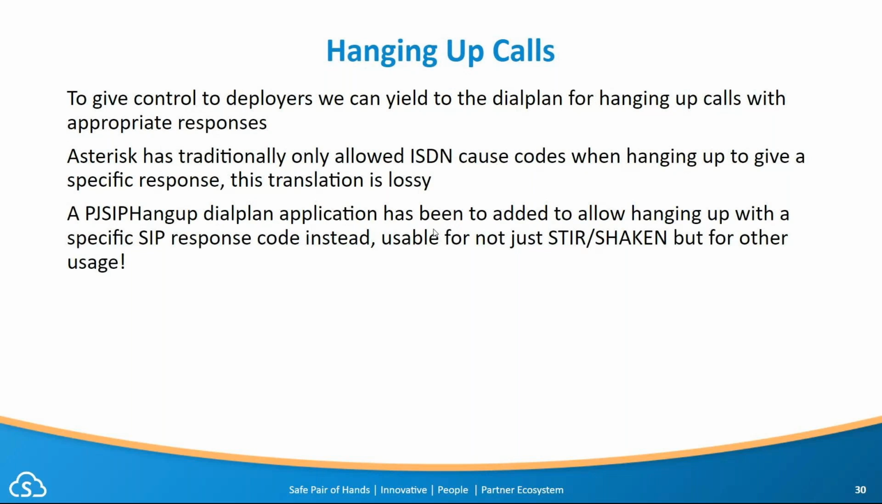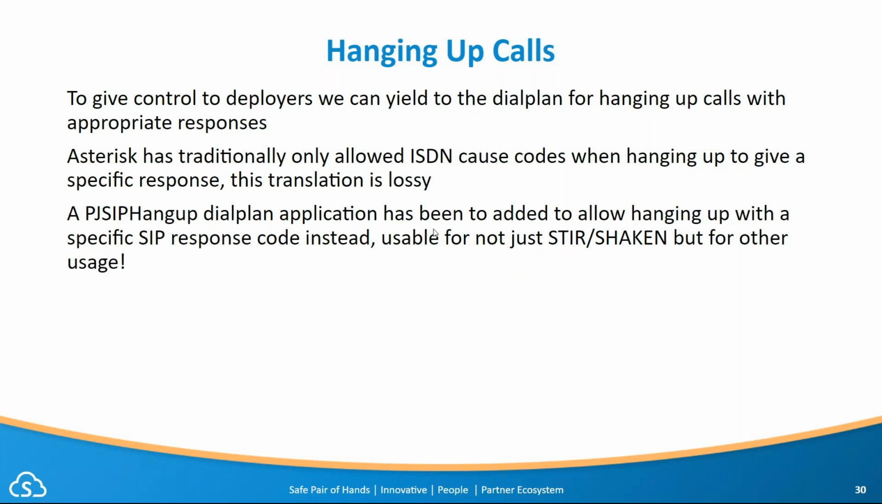As well, through the actual logic in the dial plan of looking at the verification results and wanting to do things, you might want to hang up the calls. And to this point, Asterisk has traditionally only allowed ISDN cause codes when you're hanging up a call. If you call Hangup in the dial plan, an optional argument is an ISDN cause code.